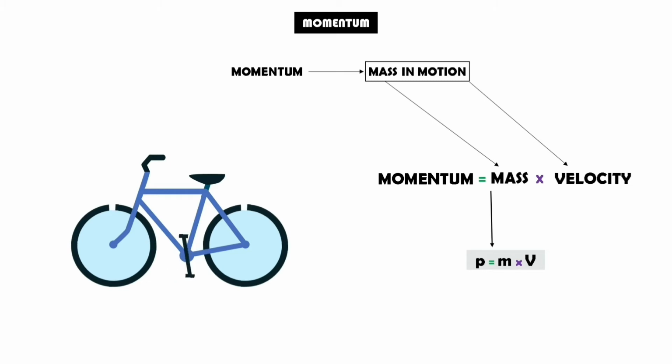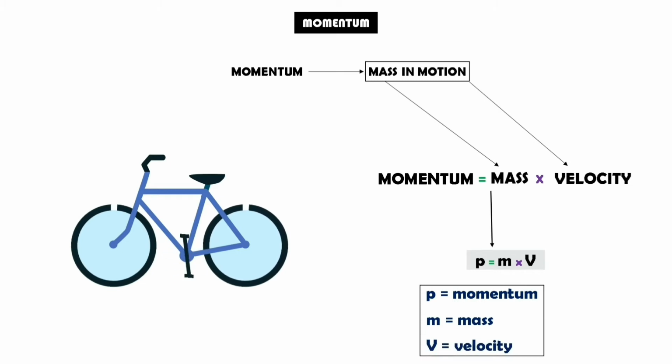Mathematically, this can be represented by P is equal to m into v, where P is momentum, m is mass and v is velocity. Now let's go for the second law of motion.